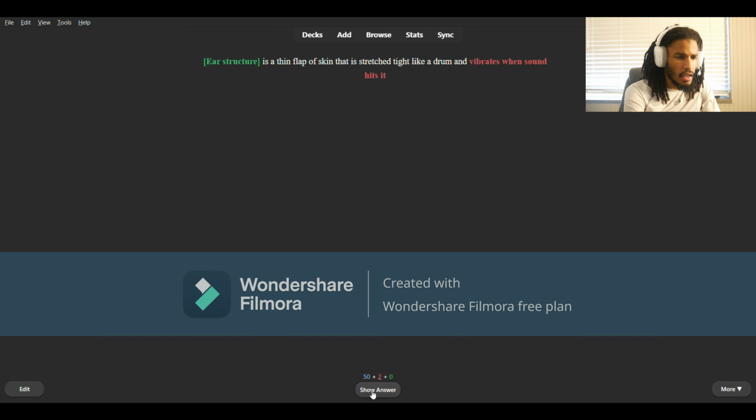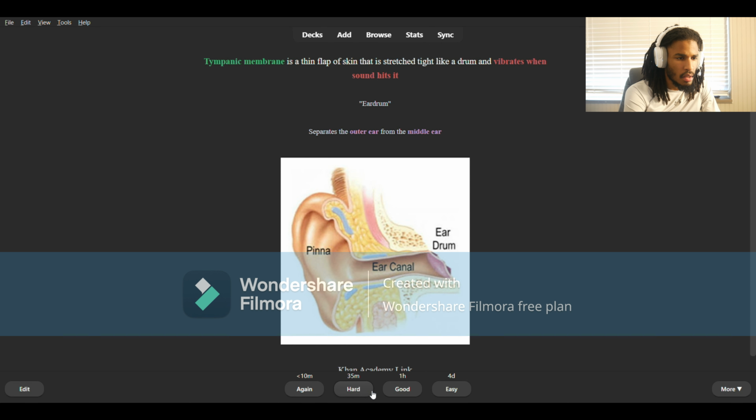The ear structure is a thin flap of skin that is stretched tight like a drum and vibrates. That's the eardrum, isn't it? Or the eardrum separates the outer ear. Tympanic membrane. Okay.